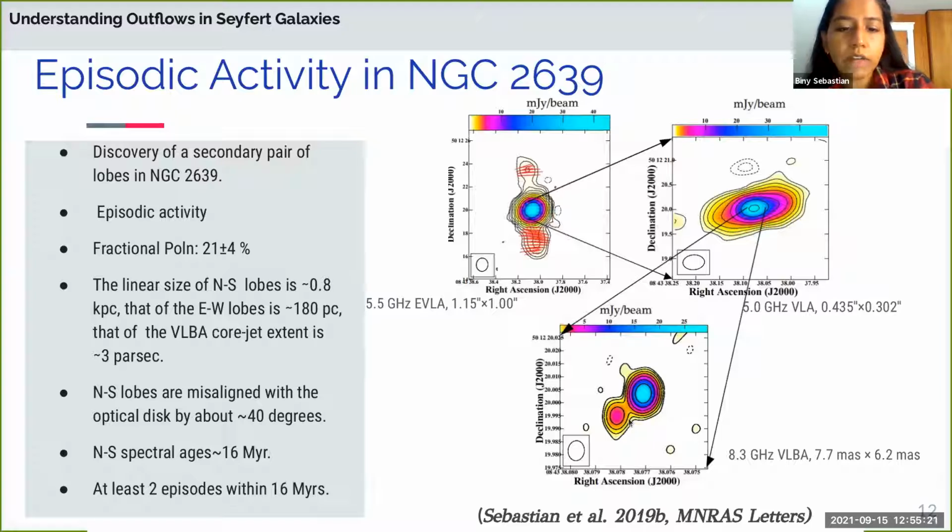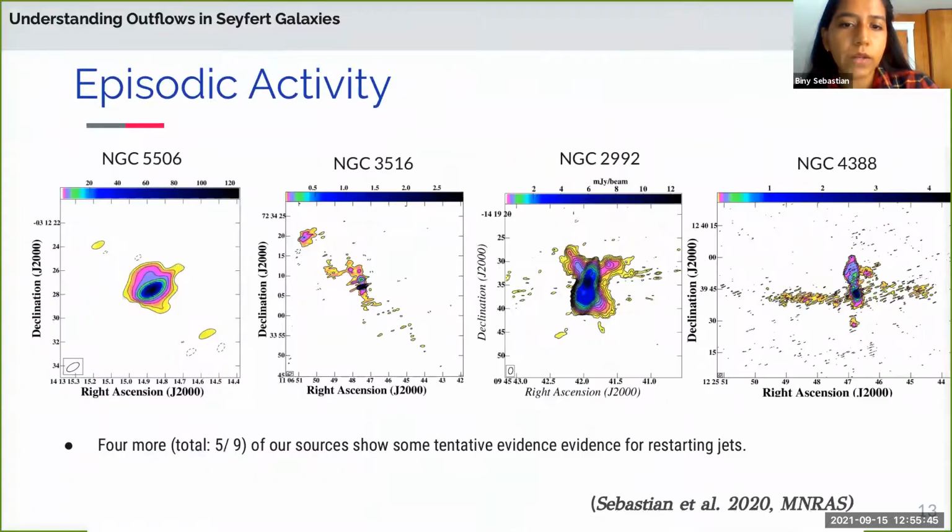So we considered several models to explain the double lobes, including environmental impact, dual AGN, the precession of jets, episodic activity, etc. And our data favor the episodic activity model the most. And on this slide, I show some sources in our sample which show similar properties.